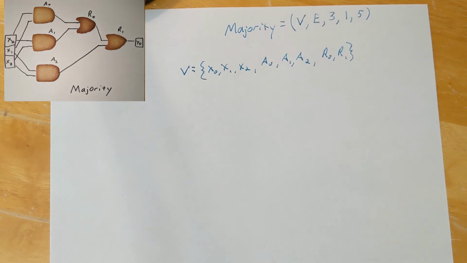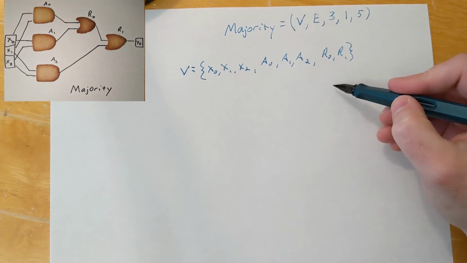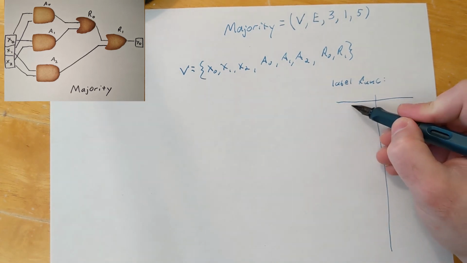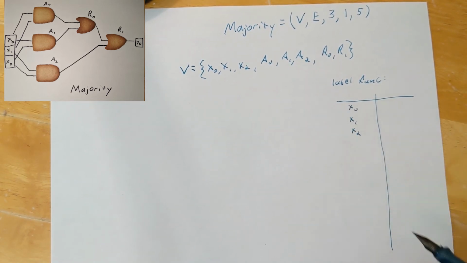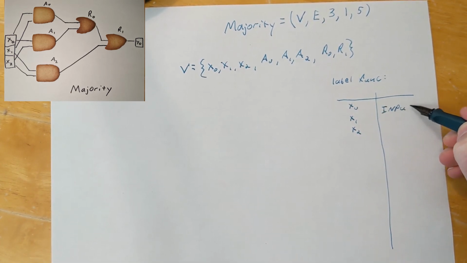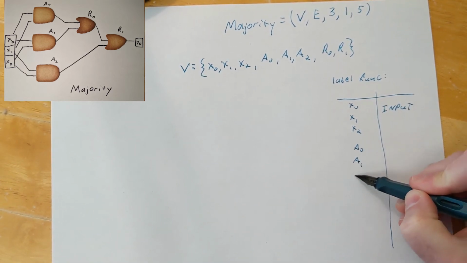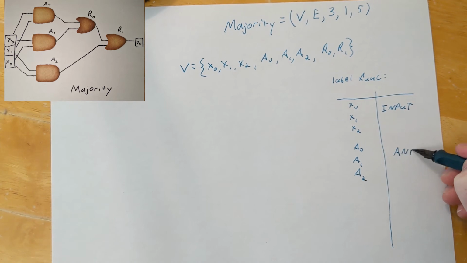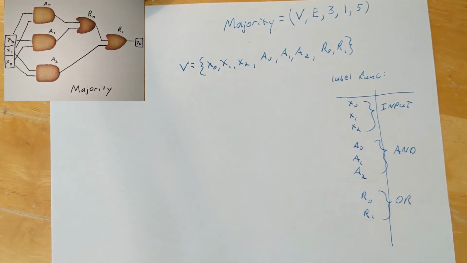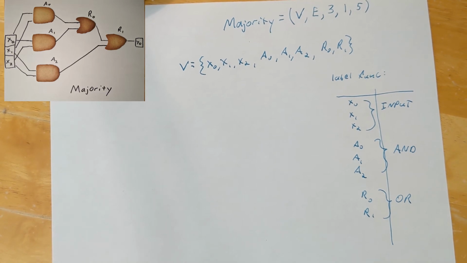And now we need to figure out what the labels are going to be for each of these nodes. We know what role they play. So we need to represent our label function, which we can maybe represent as a table. We can say for each of our gates, we're going to label what type of gate that is. All of the X's are going to be labeled as input, and then all of the A's are going to be labeled as AND. And then the R's we are going to label as ORs. So this is what our label function looks like. It tells us the role that each of those gates plays in our circuit.